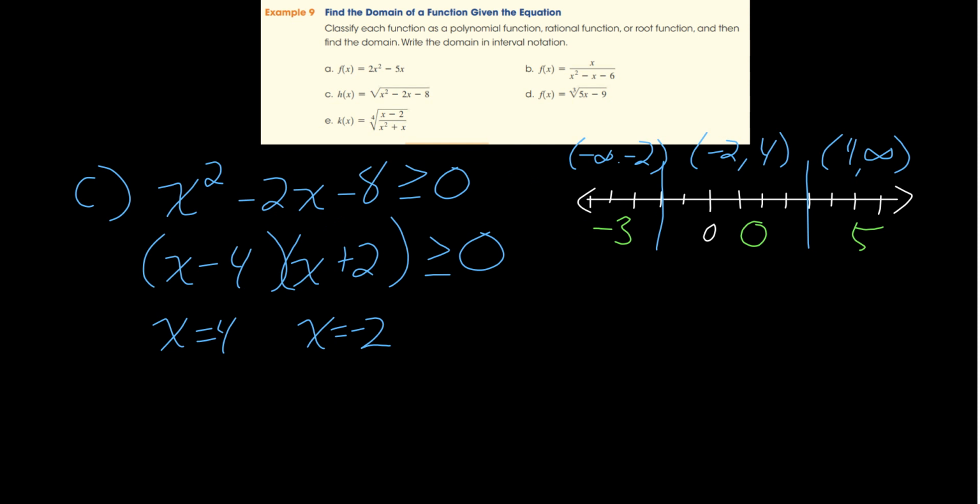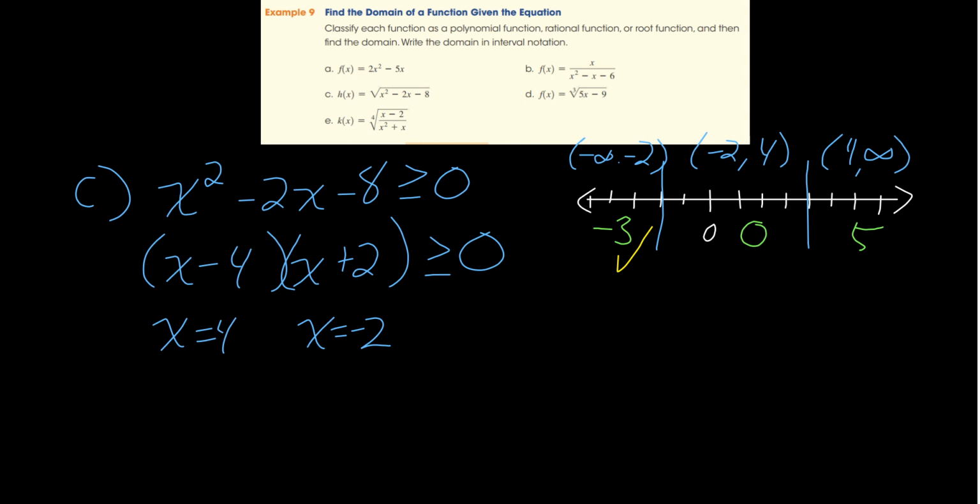If I have negative 3 minus 4, that's negative 7, a negative number. Then if we have negative 3 plus 1, that's a negative number. So negative 7 times a negative number. And honestly, you don't have to compute it in your head, because a negative times a negative is positive, and a positive number is greater than or equal to 0. So this tells me that this interval works.